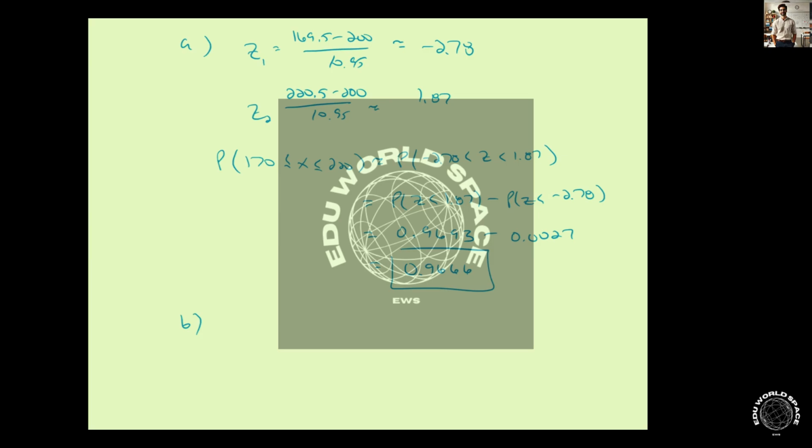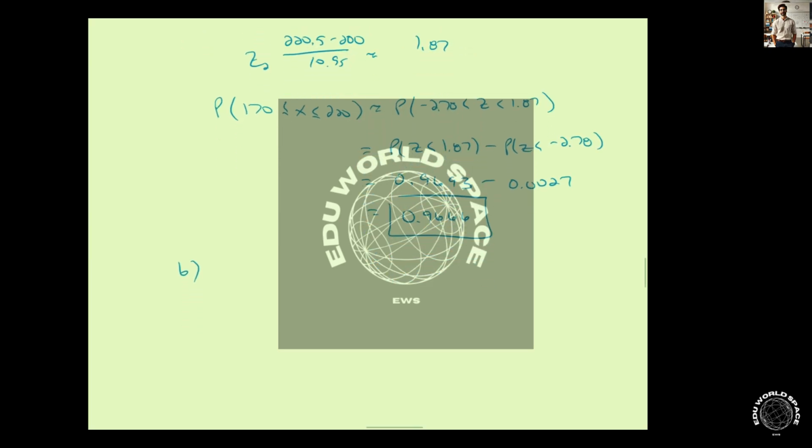For part B, fewer than 175. Again, since we're going fewer, we have to apply the continuity correction. We're going to get a z-score for 174.5. And the z-score for 174.5 is negative 2.33.